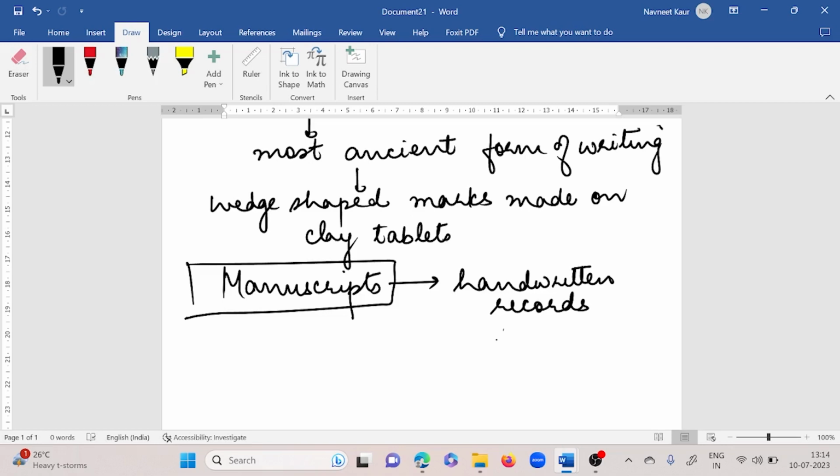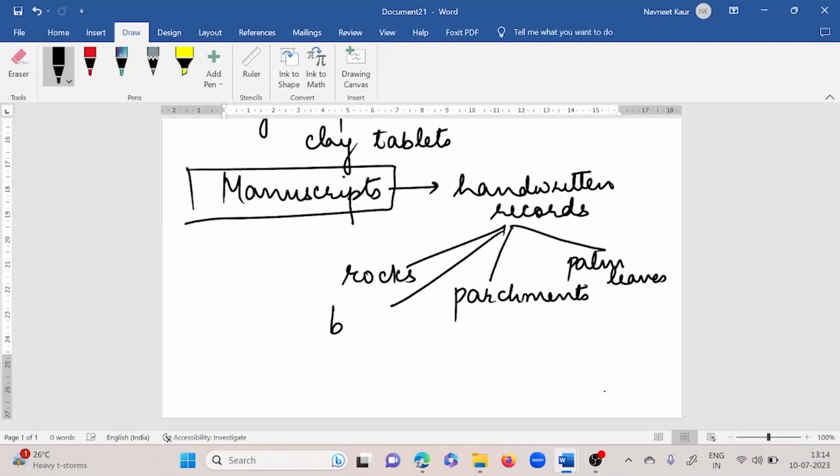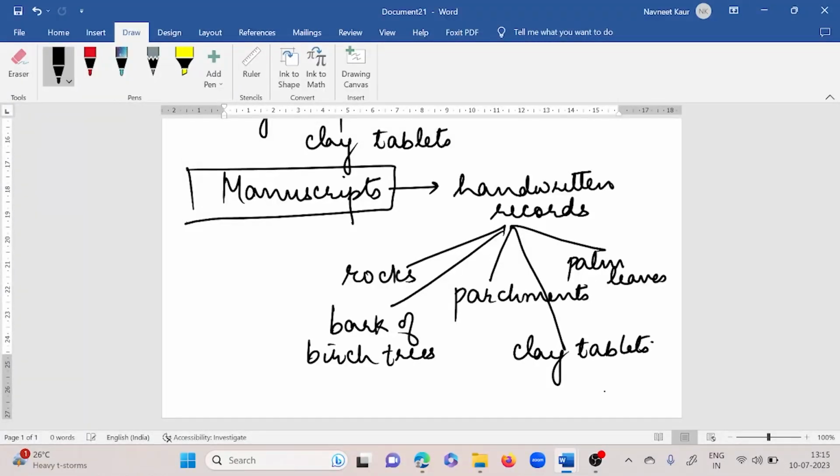And where were they written? They were written on rocks, on parchments, palm leaves, bark of birch trees, clay tablets, and then later on paper also. Right? So these are the manuscripts. And other forms of literary sources, one was manuscripts.